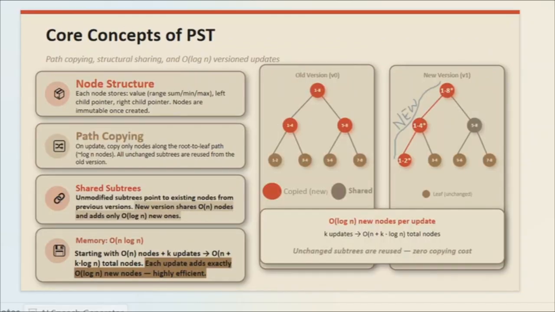Starting from the original tree, every update creates a new version. Only a few nodes are newly created, while most nodes are shared with previous versions. We store a root pointer for each version, so accessing any version takes order of one time. To summarize, a persistent segment tree extends a normal segment tree by preserving every historical version efficiently.